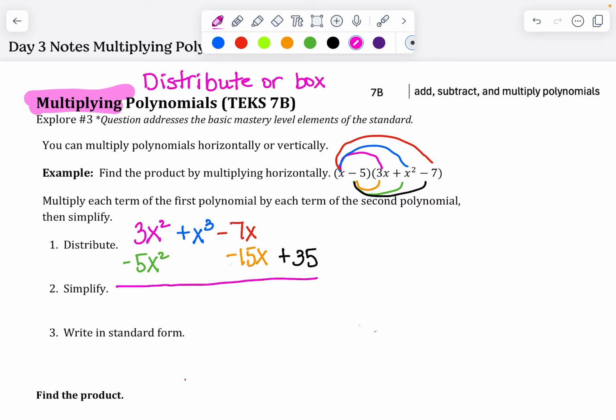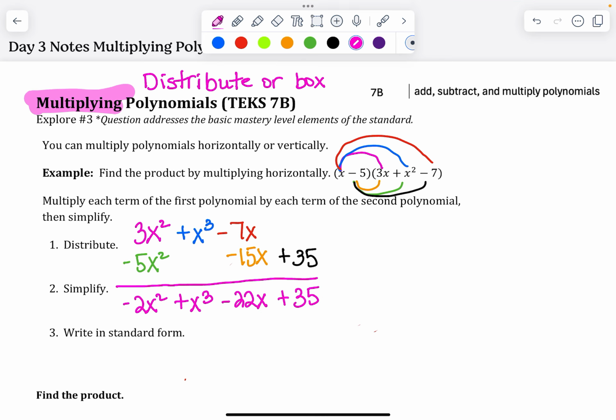So next, 3x squared minus 5x squared is a negative 2x squared. Then I'm going to bring down this plus x to the third. And then I'm going to bring down negative 7x minus 15x and get a negative 22x. And then I'm going to bring down the 35.